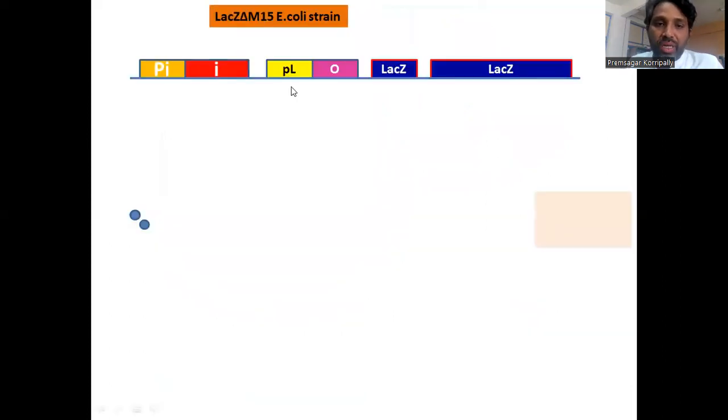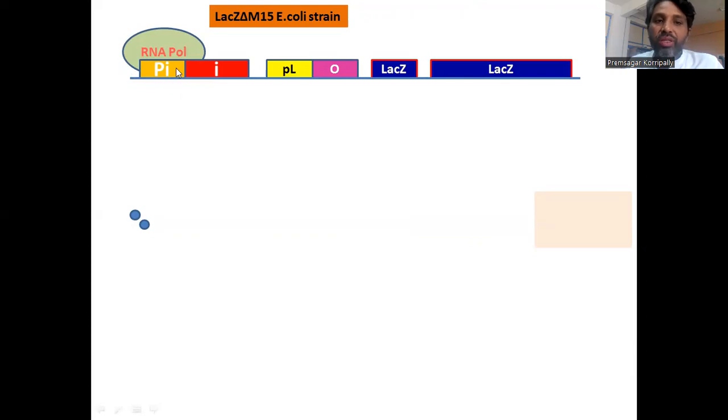So this is the lacZ-delta-M15 mutated strain, and I'm going to explain the concept here. When this strain is transformed with a plasmid into E. coli, and when you grow them in the presence of X-gal and IPTG, what will happen? First we will see what happens in the absence of IPTG.